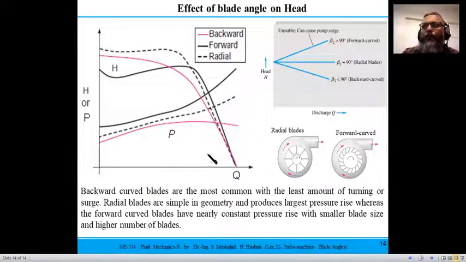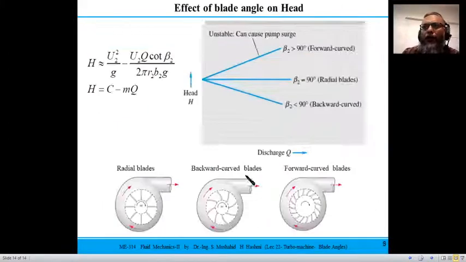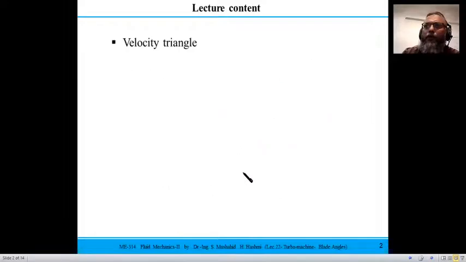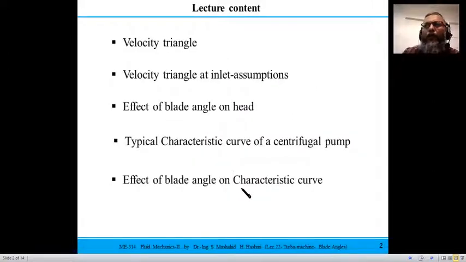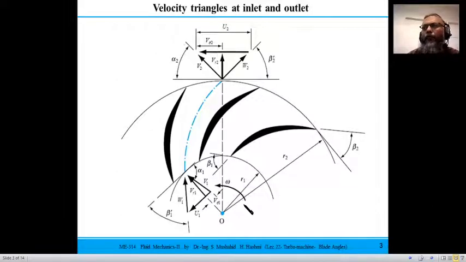So this is where we have finished today's lecture. We have seen the velocity triangles at inlet and outlet, and we have seen the typical performance curve for a centrifugal pump, and we have seen that the performance curve changes as the blade angle changes. In the next class we will do problems related to this centrifugal impeller. So at this point I close this, I stop the lecture.